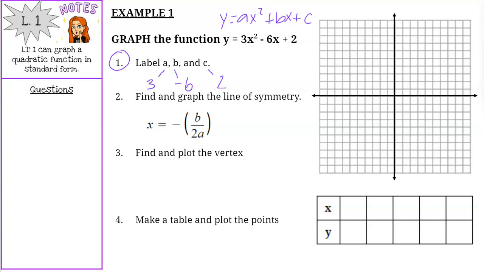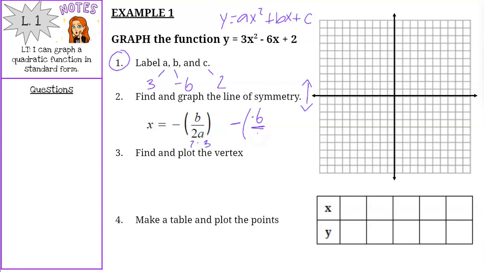Next step is to find and graph the line of symmetry. Remember, the line of symmetry is the vertical line that splits our graph in half. So we have x equals the opposite of b over 2a. So we just plug in our values. The opposite of b is negative 6, excuse me, over 2a. Well, that just means 2 times the value of a, which is 3. So we're going to do 2 times 3.